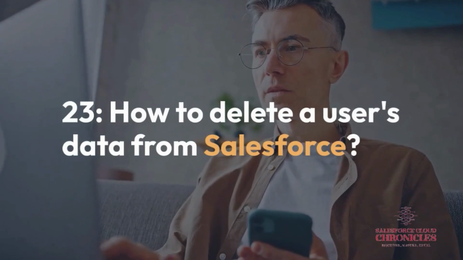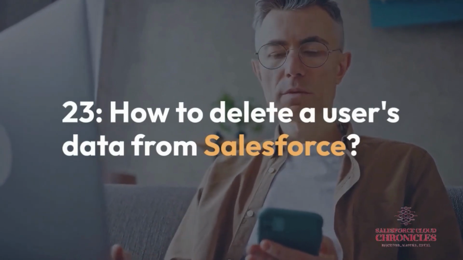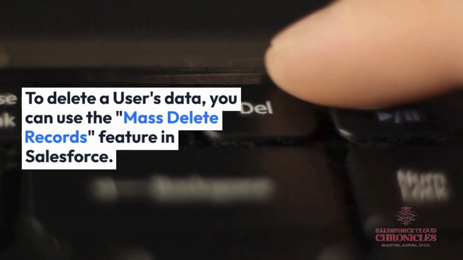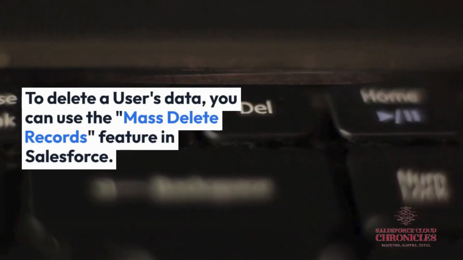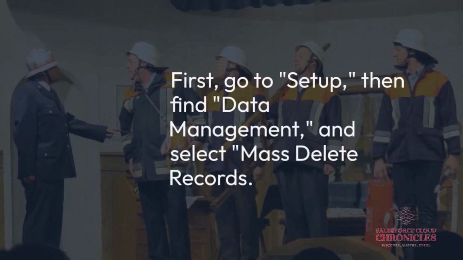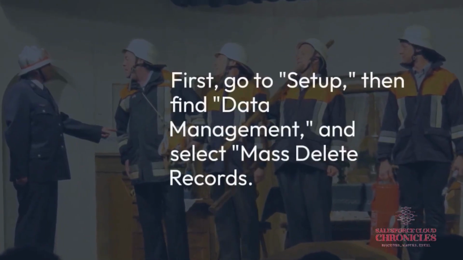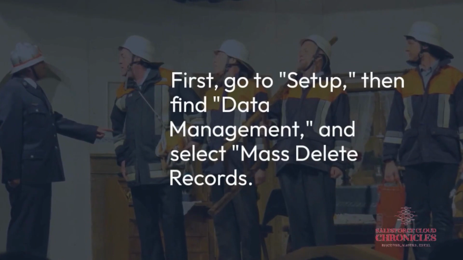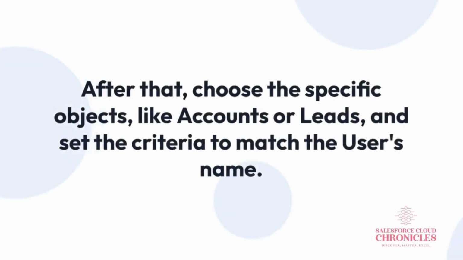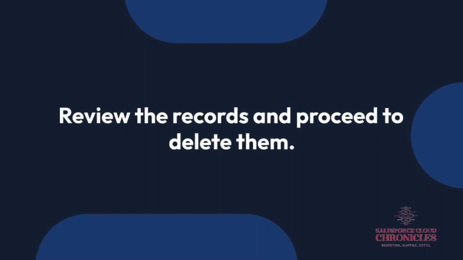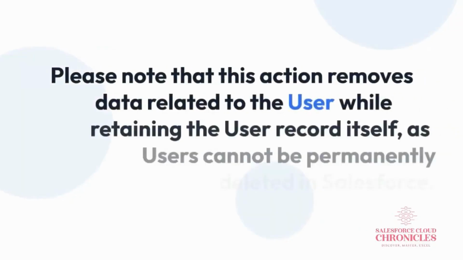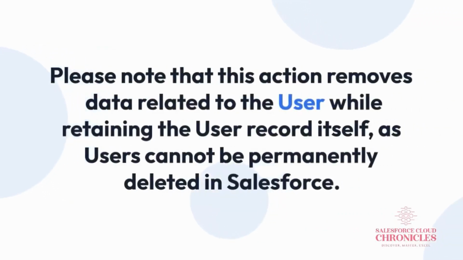Question 23. How to delete a user's data from Salesforce? To delete a user's data, you can use the Mass Delete Records feature in Salesforce. First, go to Setup, then find Data Management, and select Mass Delete Records. After that, choose the specific objects, like accounts or leads, and set the criteria to match the user's name. Review the records and proceed to delete them. Please note that this action removes data related to the user while retaining the user record itself, as users cannot be permanently deleted in Salesforce.